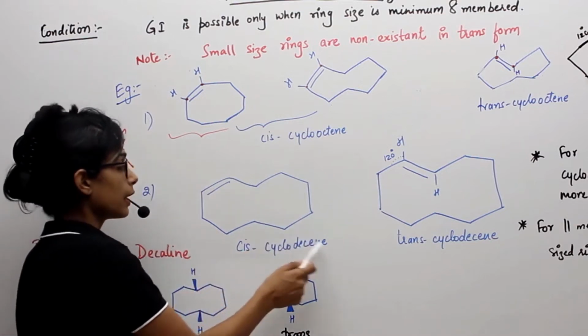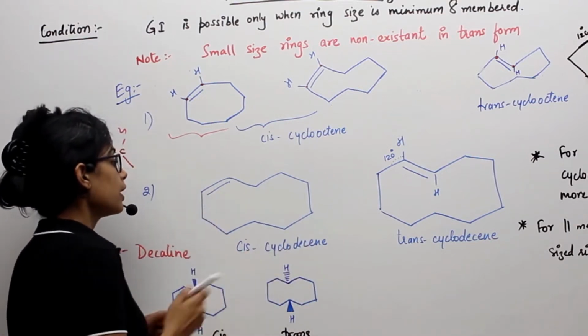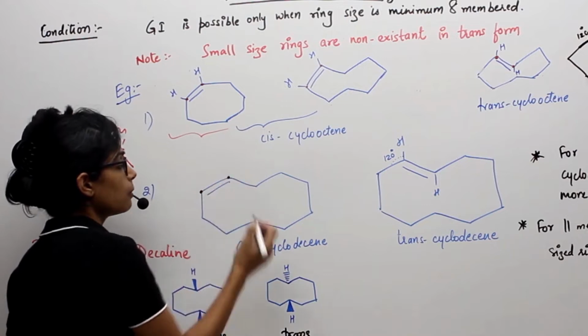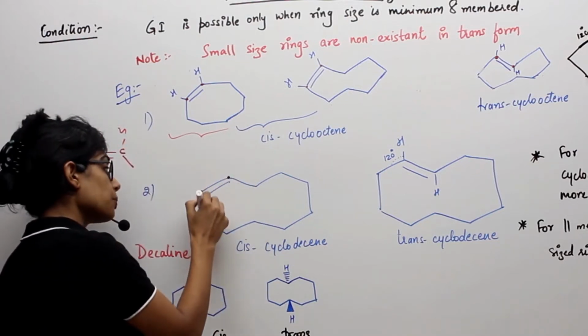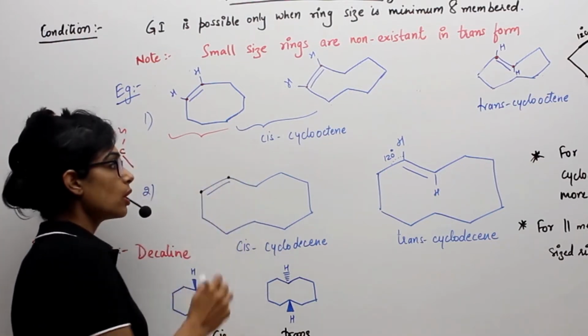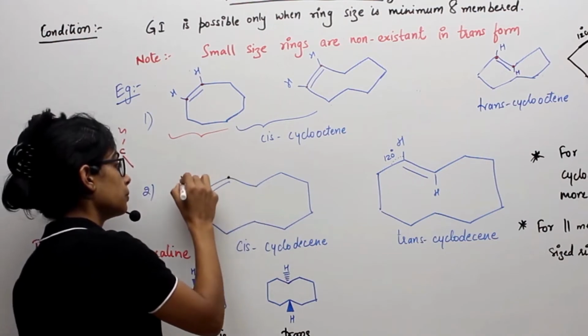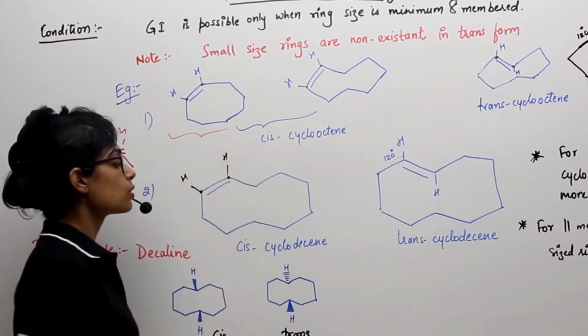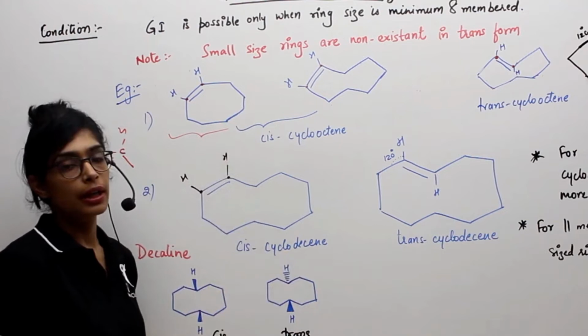Another example is cis cyclodecene. In this, again, if you look at these two carbons as a reference, and I have put a double bond over here, the R group is going down, the other R group is also going down, and the hydrogens will be up. This is the positioning of hydrogen, and this will be your cis cyclodecene.